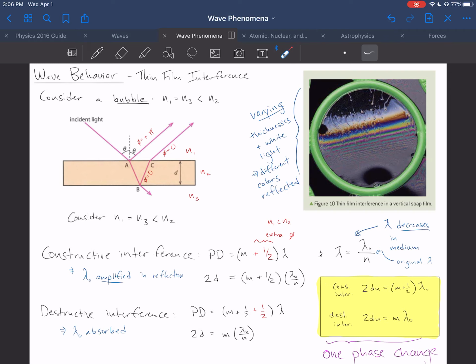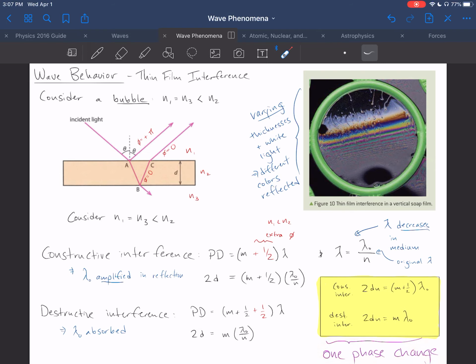And so the result is that our traditional equations are reversed. You get constructive interference when 2dn is equal to a half integer of the original wavelength, and you get destructive interference when 2dn is equal to an integer number times the original wavelength. This is for a situation with one phase change, as in the case of a bubble.